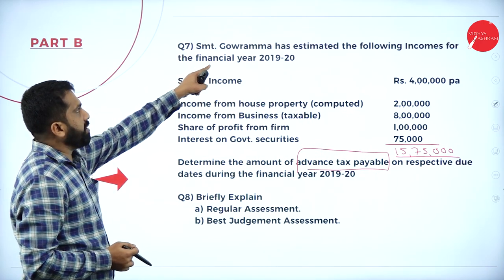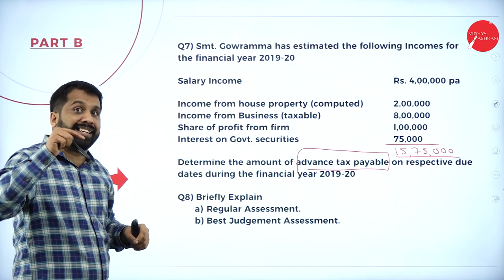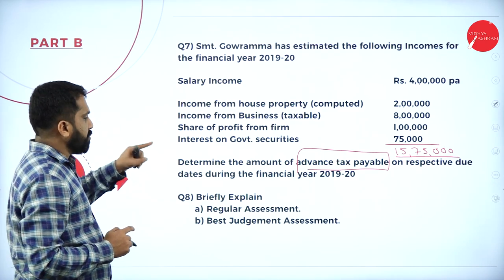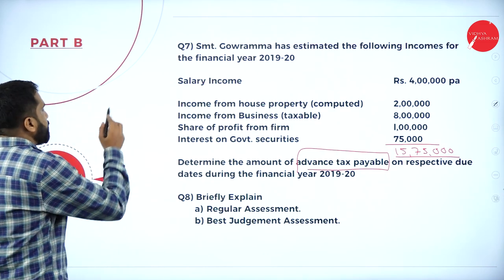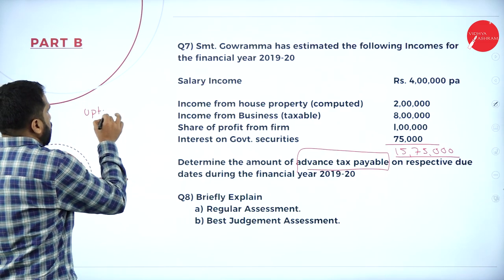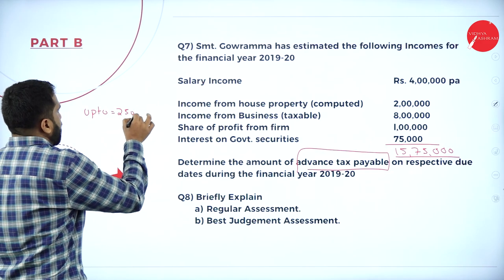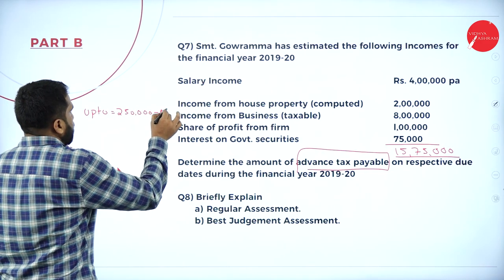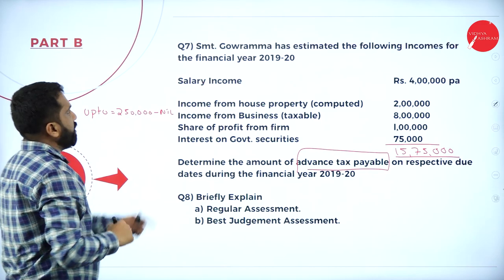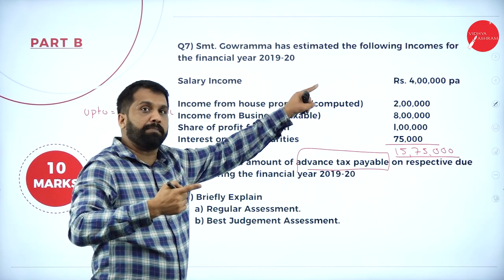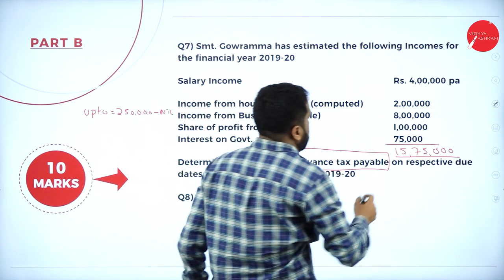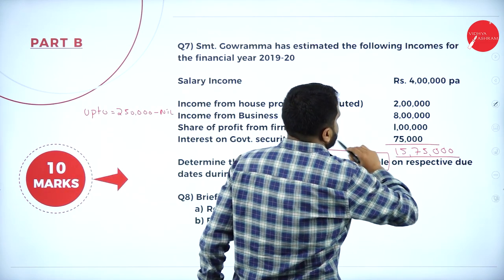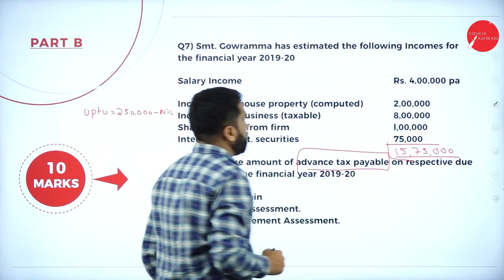Srimati Gaurama. Gaurama means individual. So what we'll do? Up to 2 lakh 50,000, nil. We are not doing company. If it is a company, direct 30%. Now, how much is it? 4, 6, 15 lakh 75.